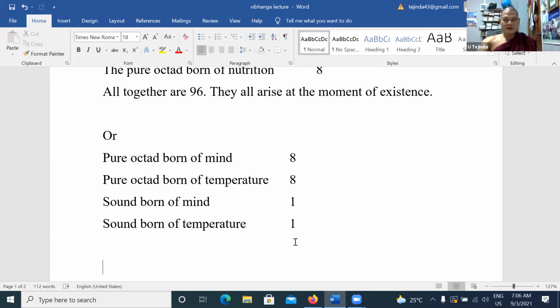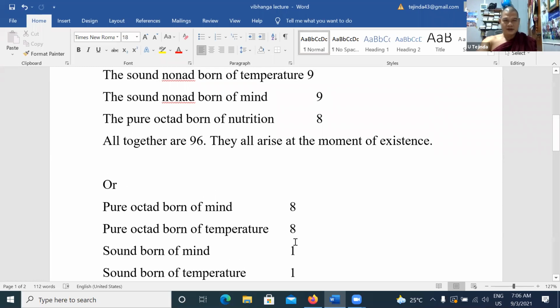So you can call it two ways. You can call it the way you like. Mostly they call it the way you call. All these here, Sayadaw.